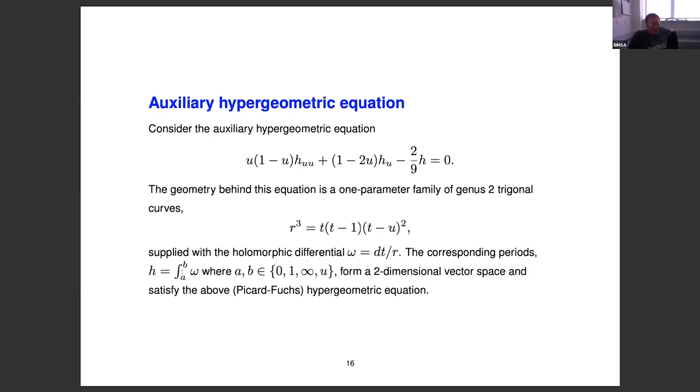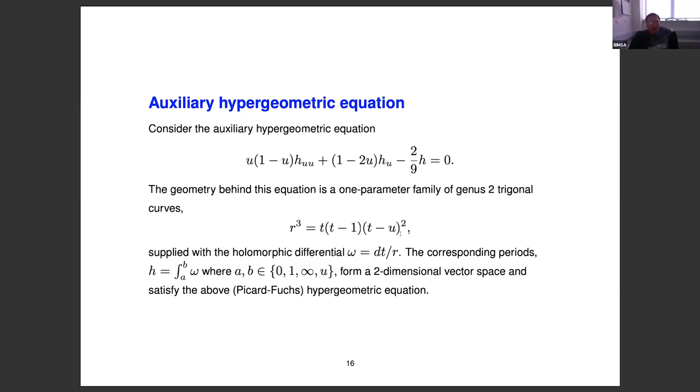So it looks like there are many periods, but it turns out that only two of them are linearly independent. So the space of periods is two-dimensional. And it turns out that these periods form a basis of solutions of this hypergeometric equation, right? There is a terminology for this. This hypergeometric equation is the Picard-Fuchs equation for this family of curves. This means that periods of this differential along this curve satisfy this hypergeometric equation.